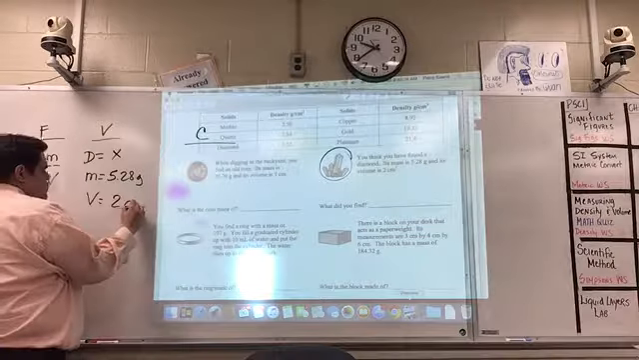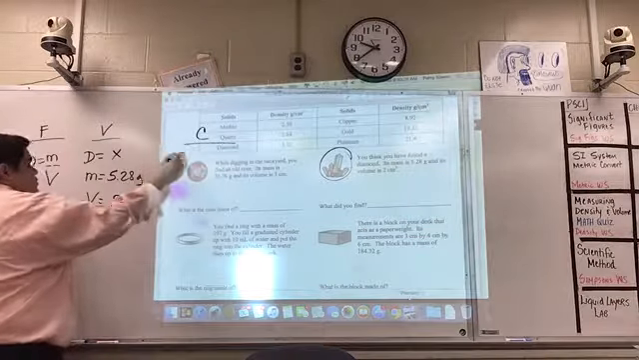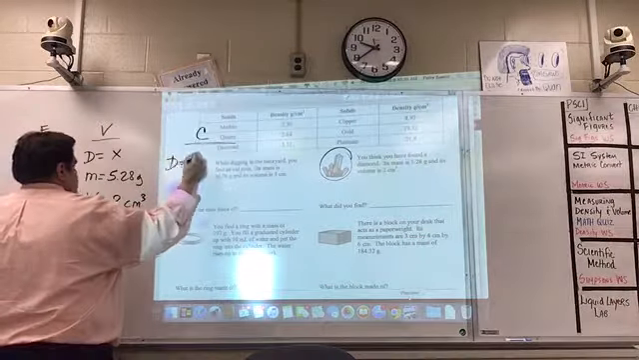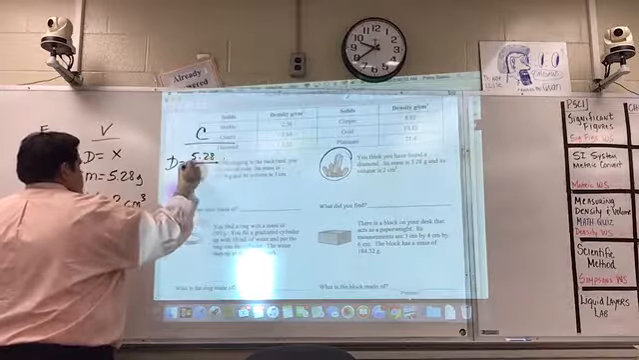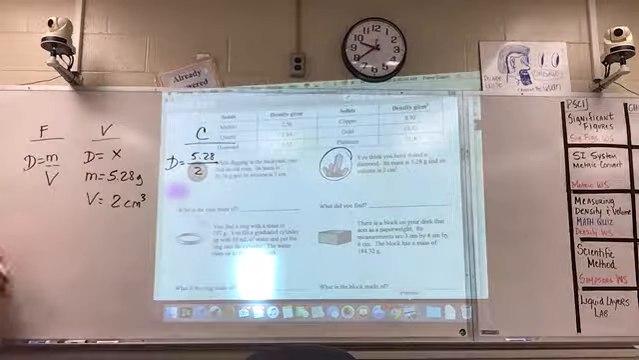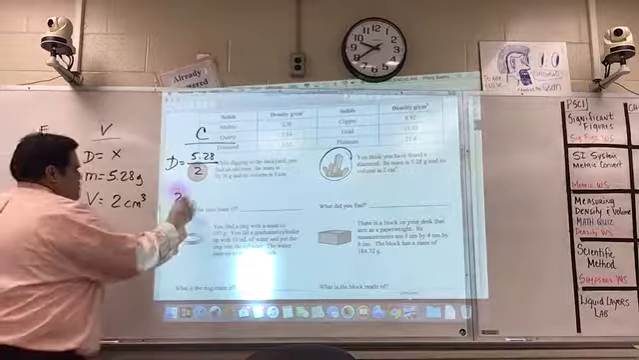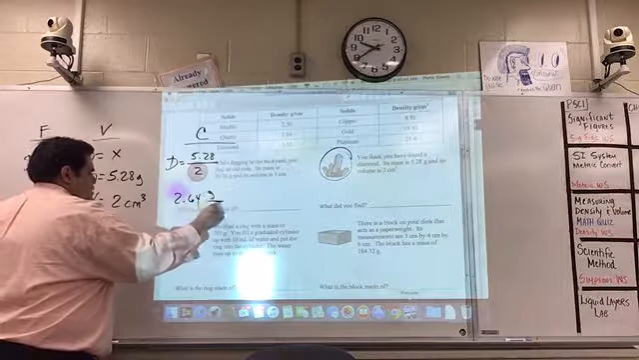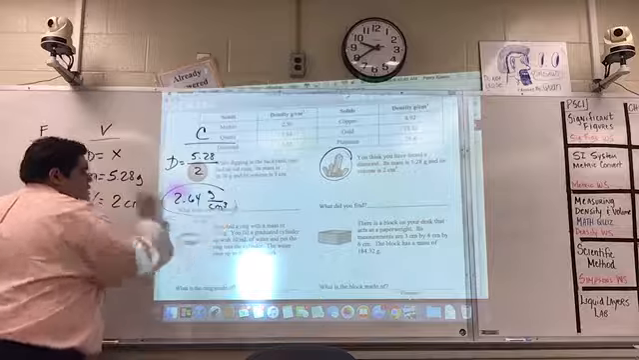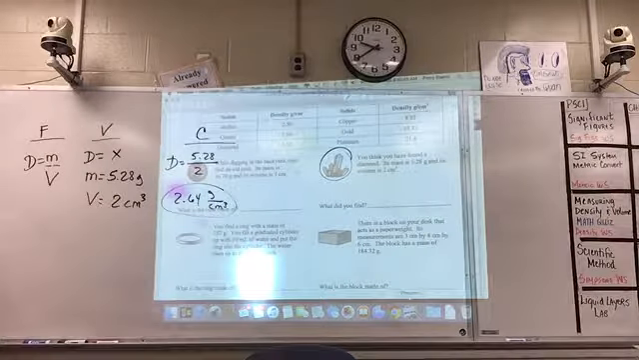Okay, 2 centimeters cubed. Alright, when we do our setup here, D equals 5.28 divided by 2. Alright, Holmes, what's the answer? 2.64 grams centimeters cubed. Okay, 2.64 grams over centimeters cubed. Is that what you said? Mm-hmm. All right. So what did you find?